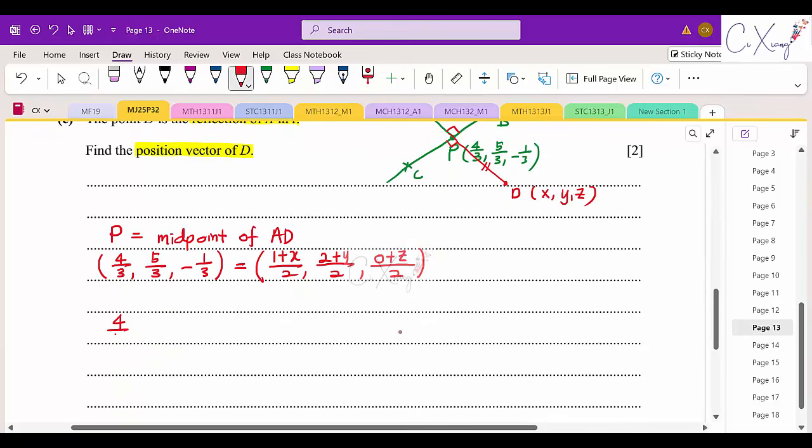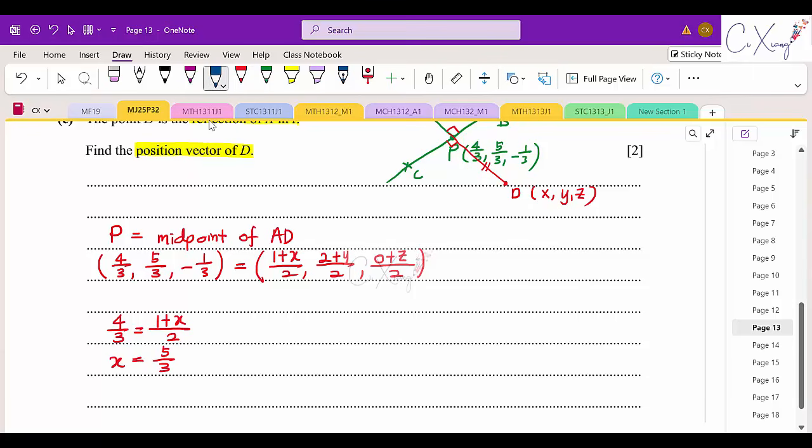4 over 3 equals 1 plus X over 2. Try to solve it here, and you'll have X equals 5 over 3. Then the same thing happens here: you compare Y with the Y coordinate. So 2 plus Y over 2 equals 5 over 3.